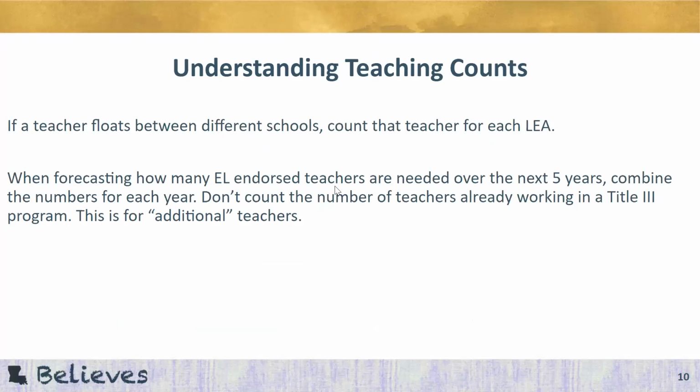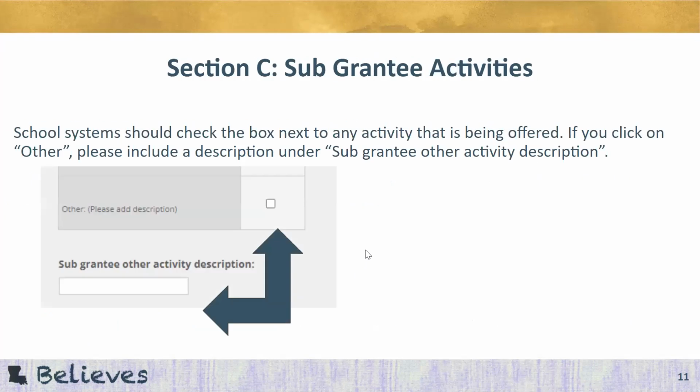So if a teacher floats between different schools, count the teacher for each LEA. This is a little different than the students for the LEAP program, right? You're actually going to count the teacher more than once for each program that they support. And then on forecasting how many EL endorsed teachers are needed over the next 5 years, combine the numbers for each year. Don't count the number of teachers already working in a Title III program. This is for additional teachers who will need to be certified.